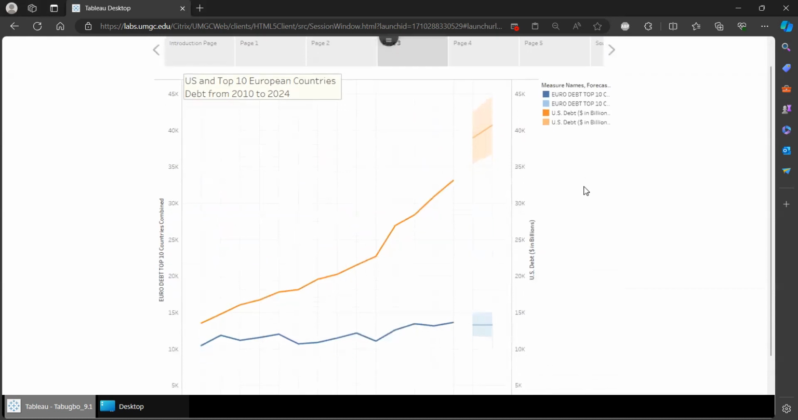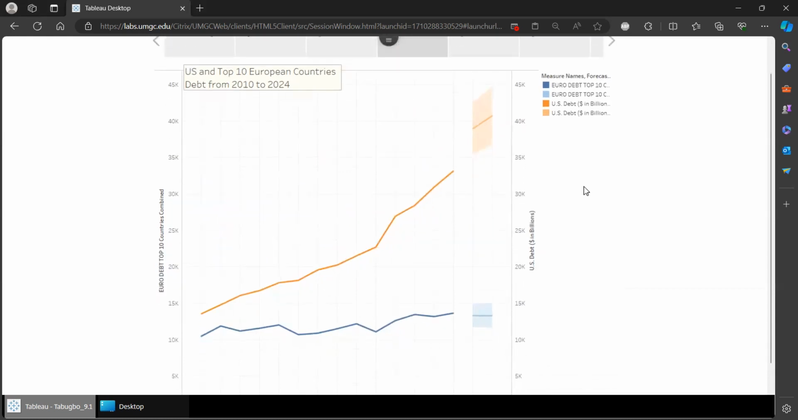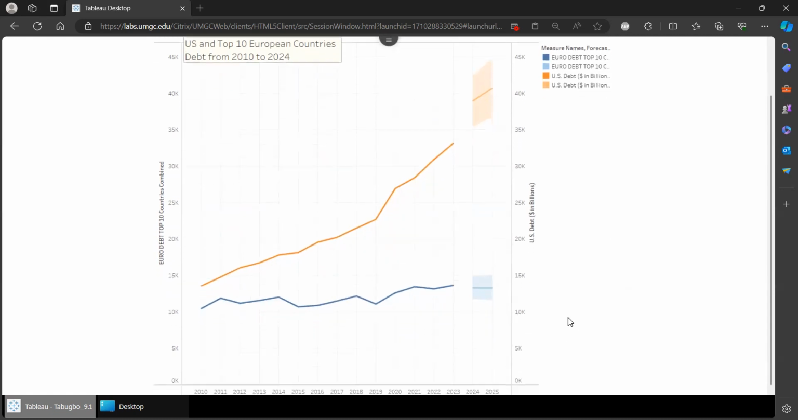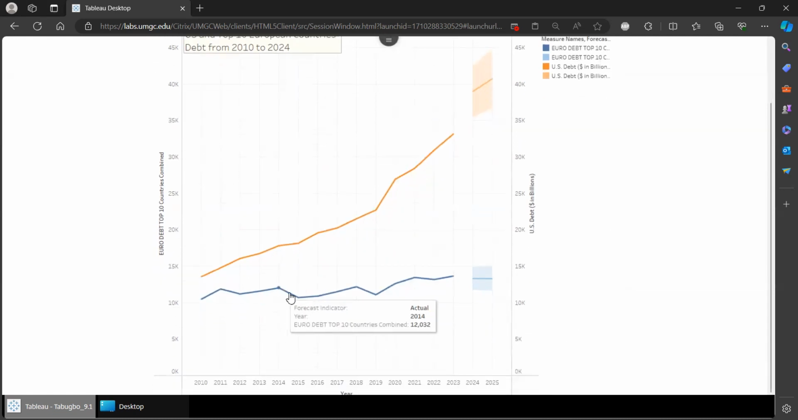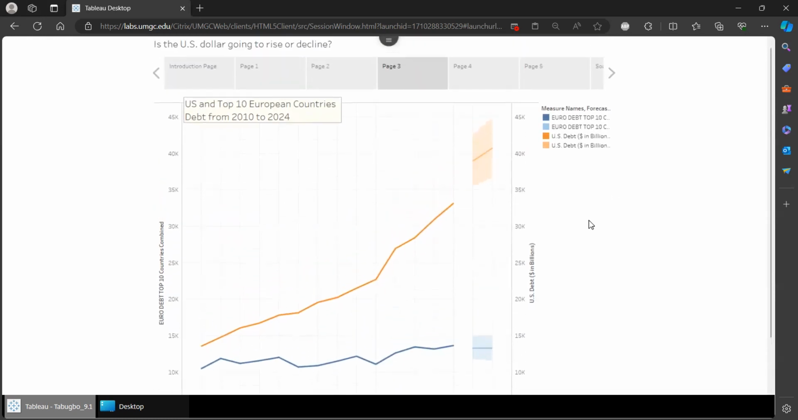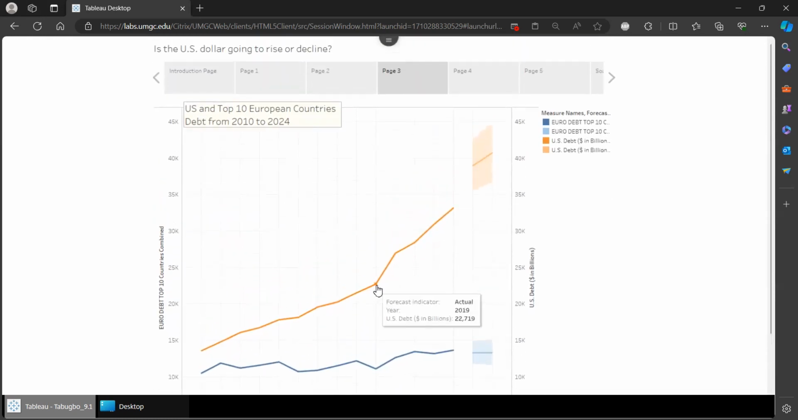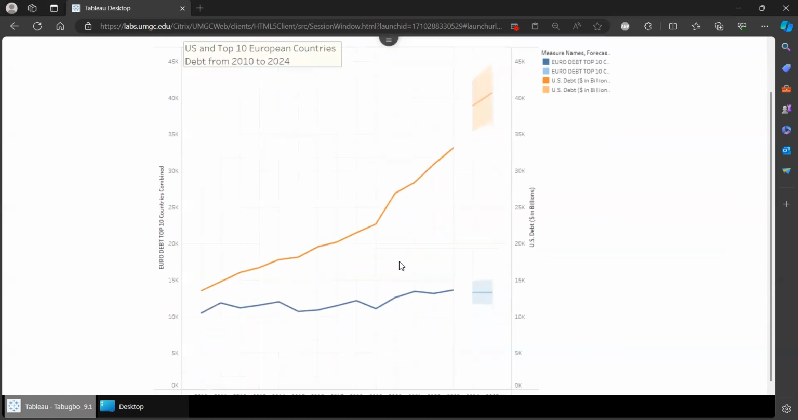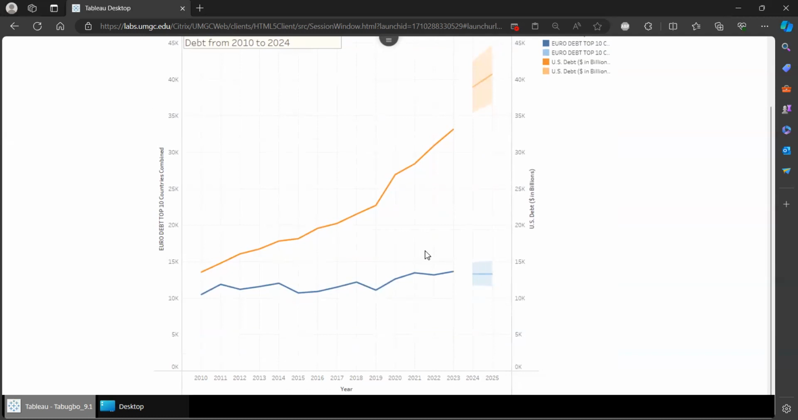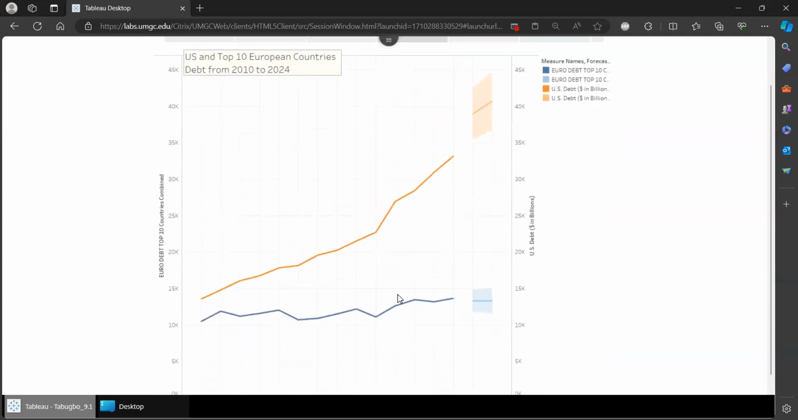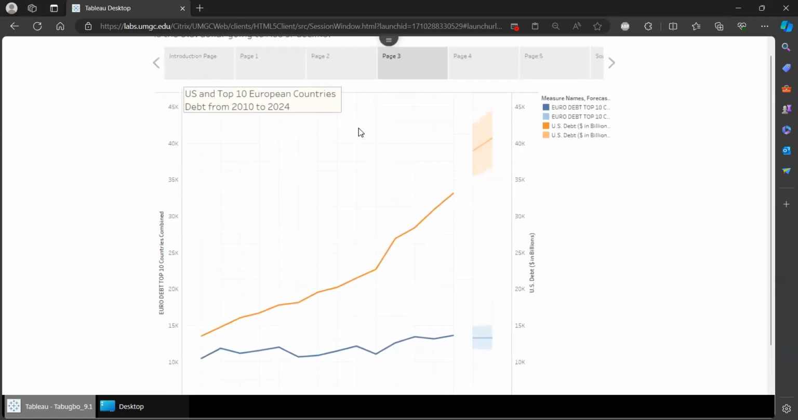In page 3, the United States debt also continues to increase while Europe's debt remains stagnant at no more than 14 trillion compared to the US's 33 trillion. And as you can see, there is a vast increase in the slope between 2019 and 2022, while Europe continues to remain stagnant.